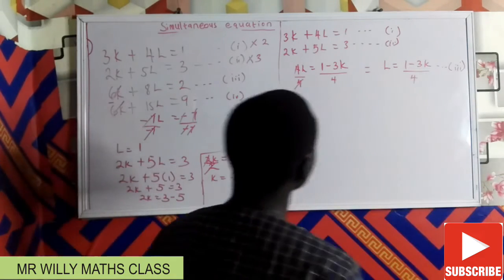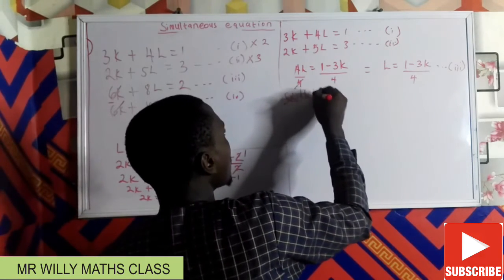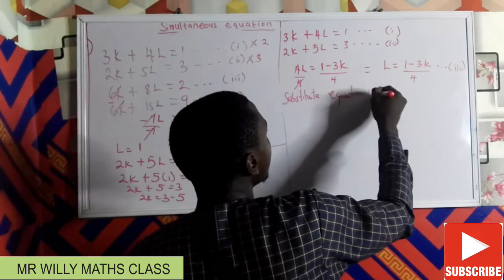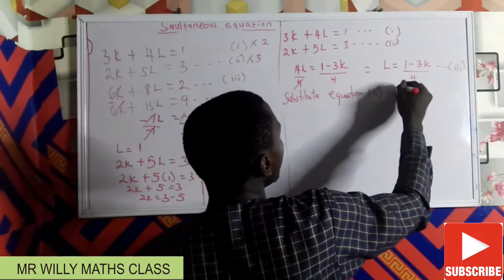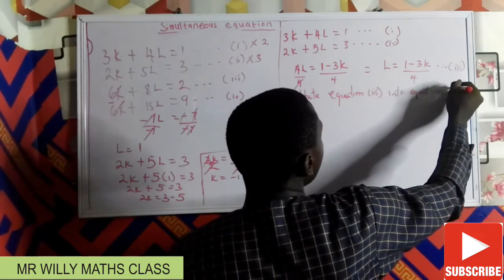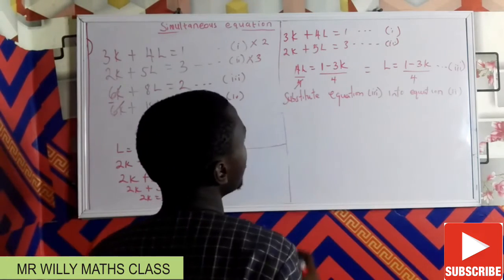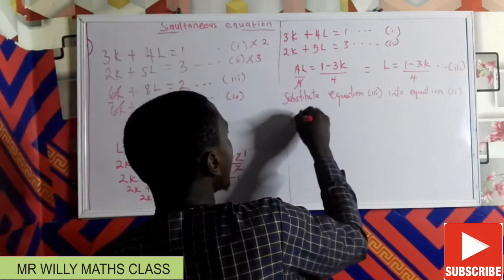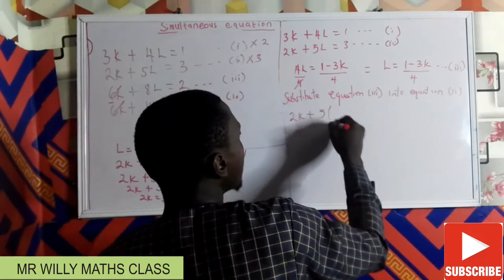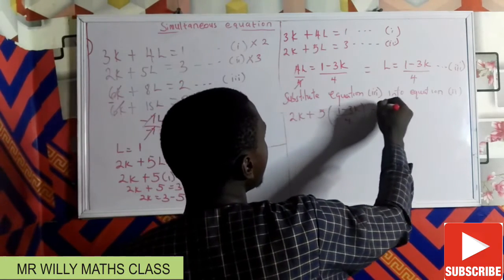So the next step is to substitute equation 3 into equation 2. Now equation 2 is what? 2K plus 5L equals 3. So that will be 2K plus 5L. But our L is now 1 minus 3K over 4. That will be 5 bracket 1 minus 3K over 4 equals 3.